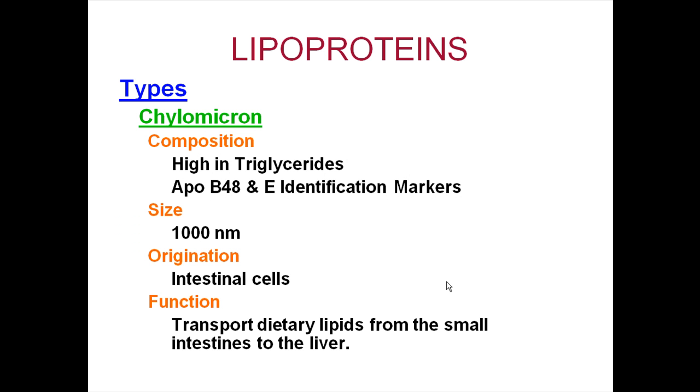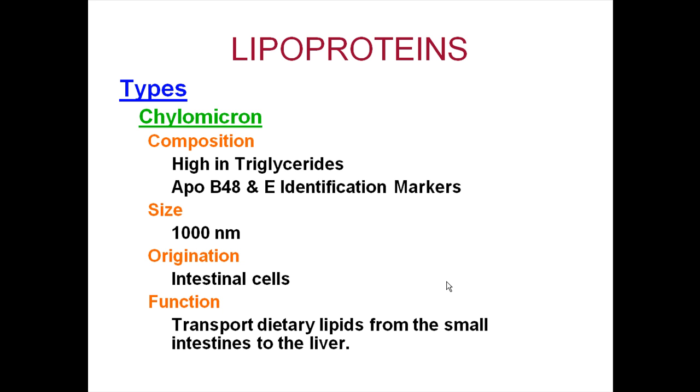So I want to start with the biggest lipoprotein, called the chylomicron. Chylomicrons are very high in triglycerides, and the reason is because you can see their origination. They come from the intestinal cells. Their job is to take the lipids that we eat, mainly triglycerides in food, package them as a chylomicron, and transport those triglycerides from our intestines through the bloodstream to the liver.